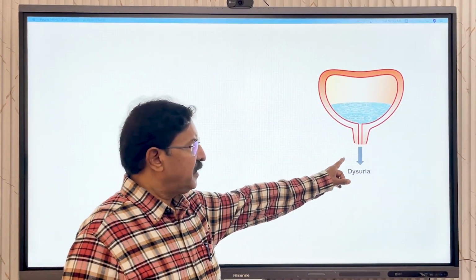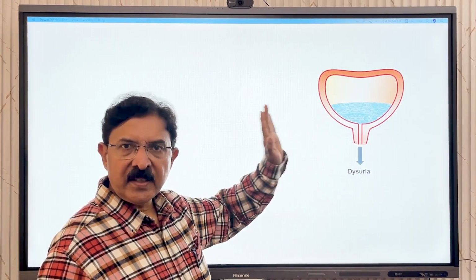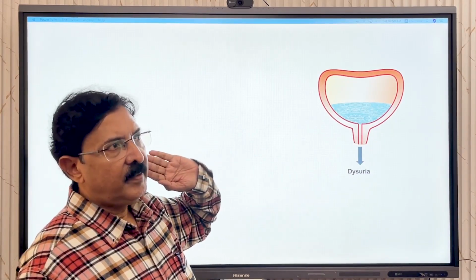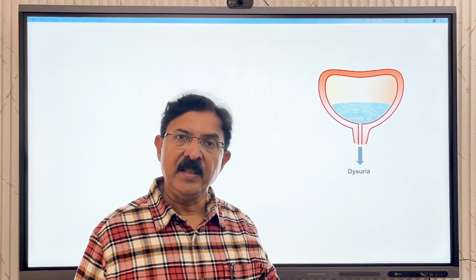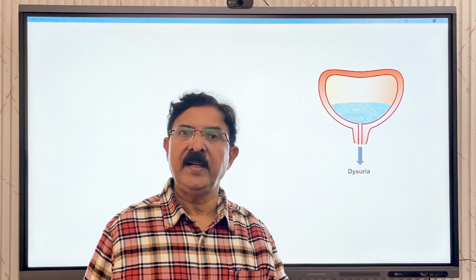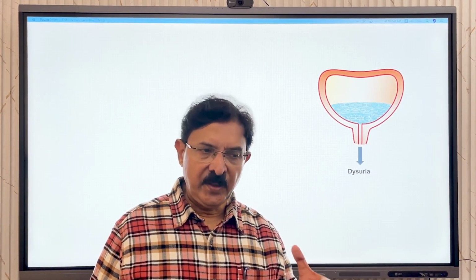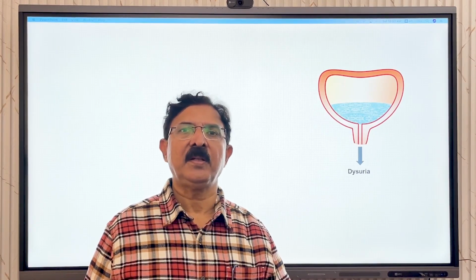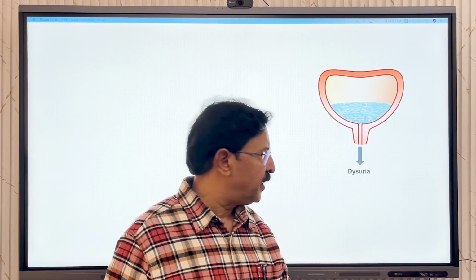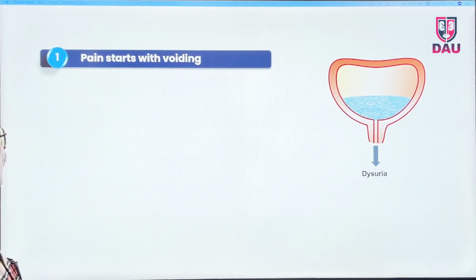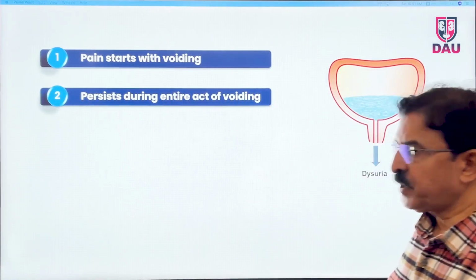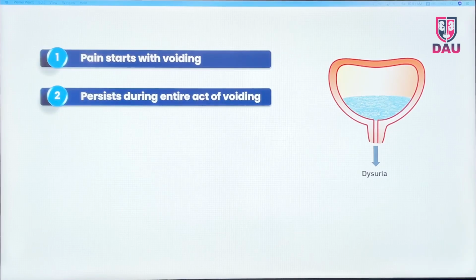If the patient has no pain in the stage of filling, but then says, as I start passing urine, as the stream starts coming out, I start experiencing pain, and during the time my stream comes out, I experience pain, this is dysuria. And you will ask the patient, the pain starts with the voiding. It persists mostly during the entire act of voiding.